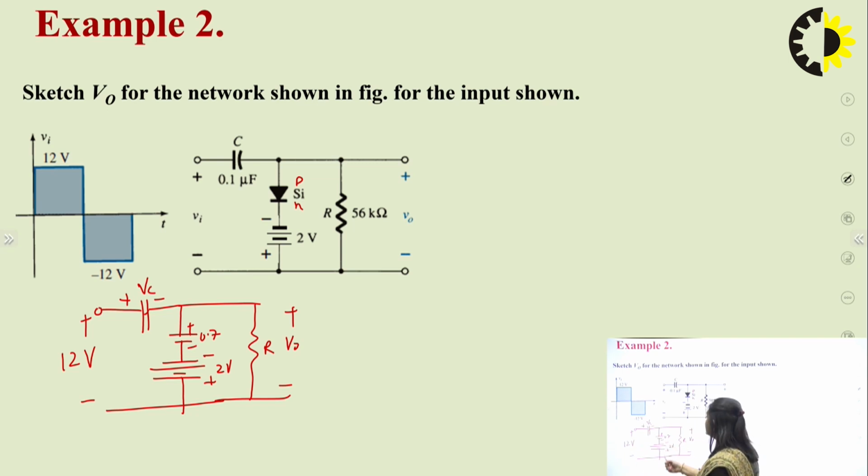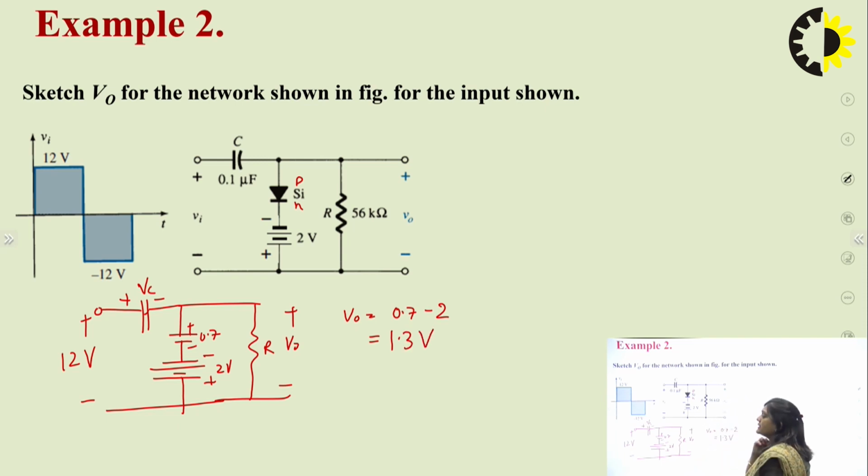Now we can find the output voltage from this circuit, and this output voltage would be equal to 0.7 minus 2 volt, because you can see this is in parallel with this output voltage. So the equivalent of this would be equal to this. So V0 would be equal to 0.7 minus 2 volt, and after solving this we will get 1.3 volt output voltage.